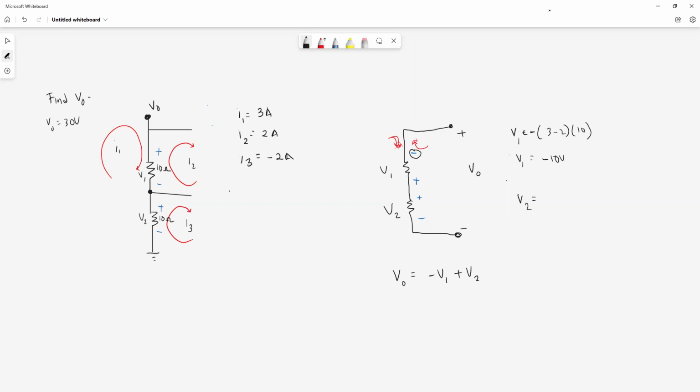And then your V2: the current is entering the negative terminal, so negative I3R. So this is negative 2 multiplied with 10, and you obtain positive 20. Right now you have V1 as negative 10 and V2 as positive 20. So if I put it in again, negative 10 plus 20, I will receive the same answer, which is 30 volt.